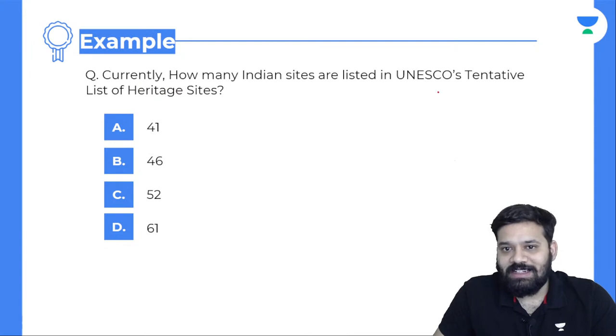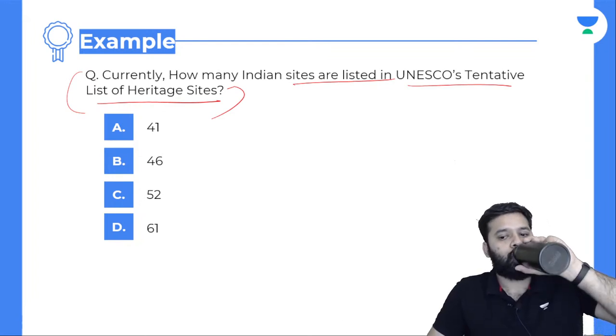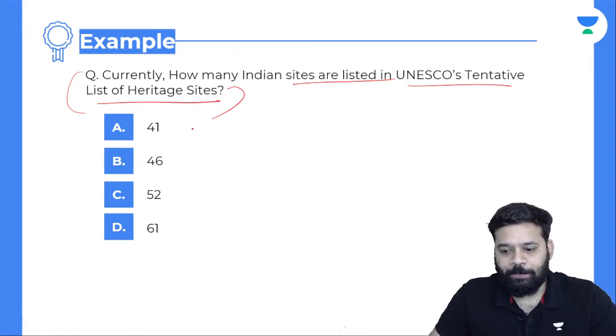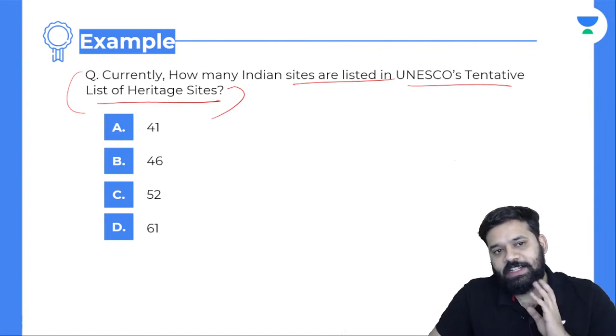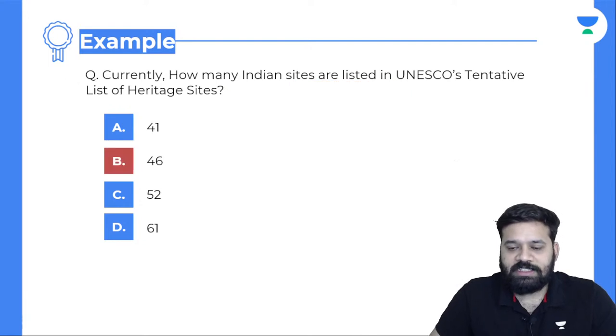Moving forward, currently how many sites are listed in UNESCO's tentative list of heritage sites? How many sites? 41, 46, 52 or 61? UNESCO's tentative list of heritage sites. How many Indian sites are listed? Yes, 46 is the right answer.